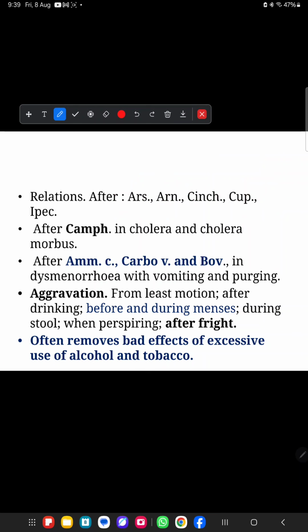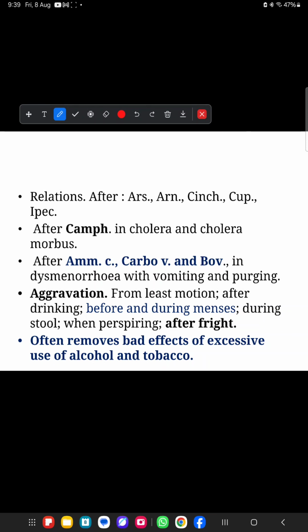After Ammonium carbonicum and Bovista, especially in dysmenorrhea and vomiting and purging, we can think of this medicine, and there is aggravation after drinking and before and during menses. And if there is so much perspiration, then again we can think of it. And after fright, if there is aggravation, then we can think about this medicine. It often removes the bad effects of excessive use of alcohol and tobacco.